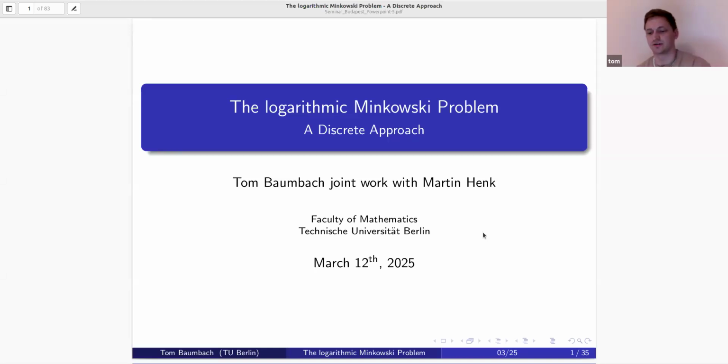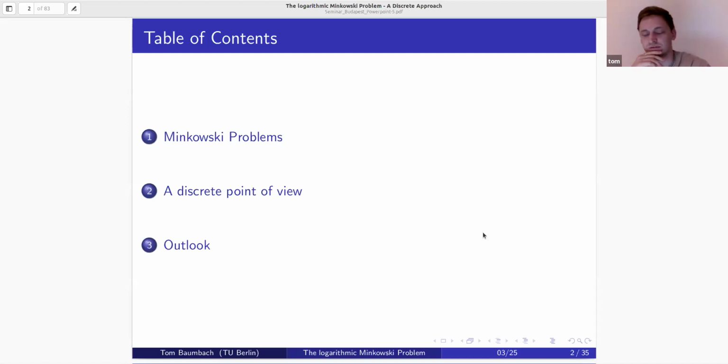So in this talk, I'm first going to introduce you to the Minkowski problems. I start with the Minkowski problem, and then we go to the logarithmic Minkowski problem. Then I'm going to describe the discrete point of view. It's quite nice because last week I was able to prove a conjecture, and maybe if we have enough time, I can talk about that also. I try to also put it in the talk. And in the end, I'm going to give a brief outlook about things that still can be done and other conjectures. Okay, so let's start.